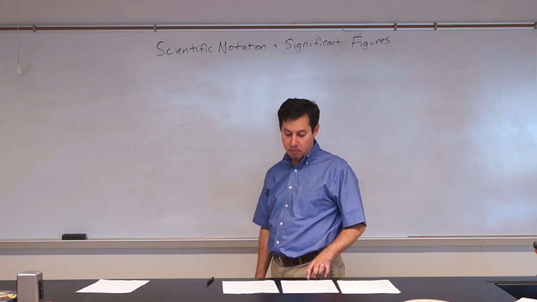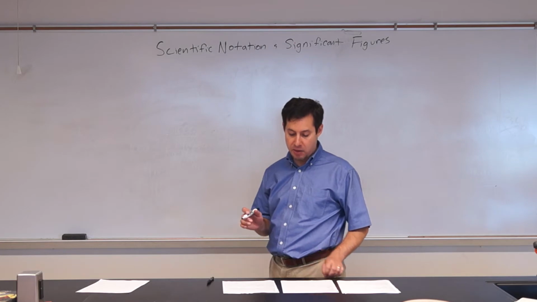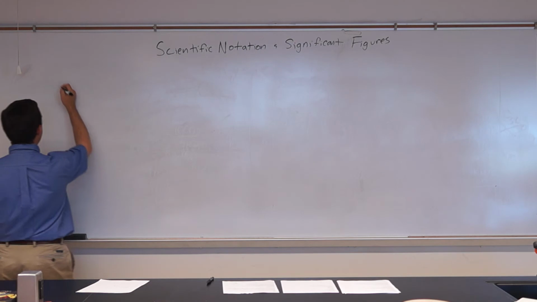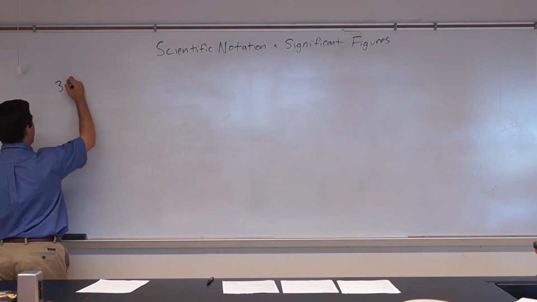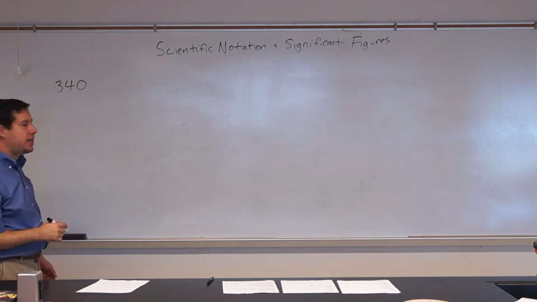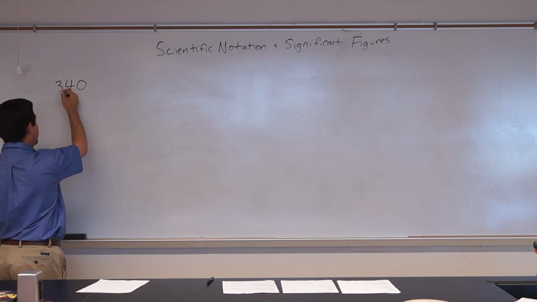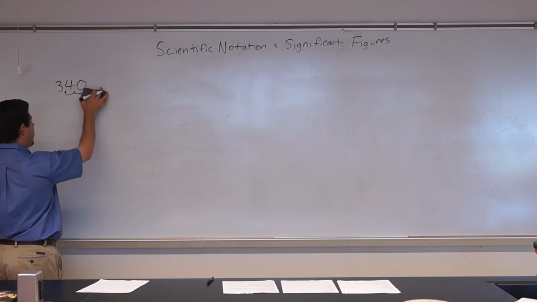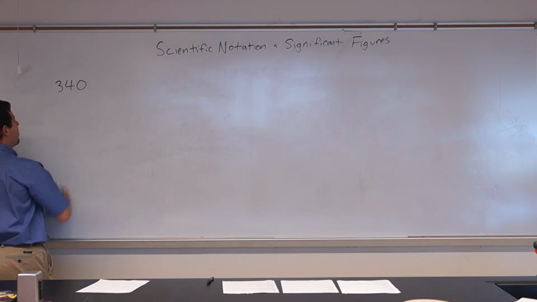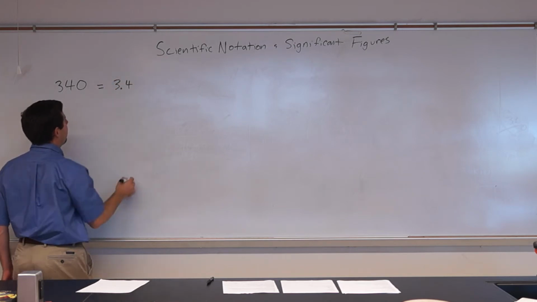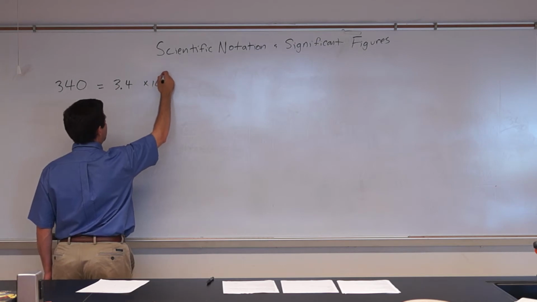But when you're doing scientific notation, you're always working with one number before the decimal point. So let's say you have the number 340, and you want to turn that into scientific notation. Well, you're looking for the decimal point after the first digit. So you're going to want the decimal point right there, which means in order to get 340, you've got to move the decimal point 2 places to the right, multiplying it by 100. So 340 is actually equal to 3.4 times 10 to the second.